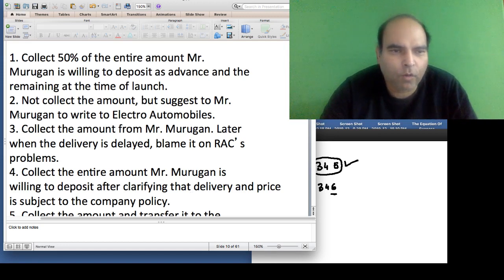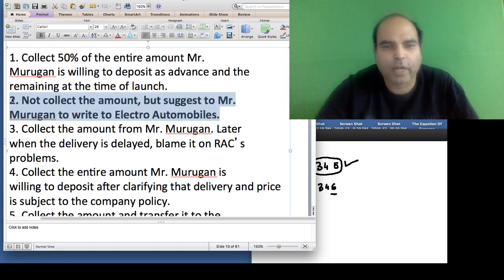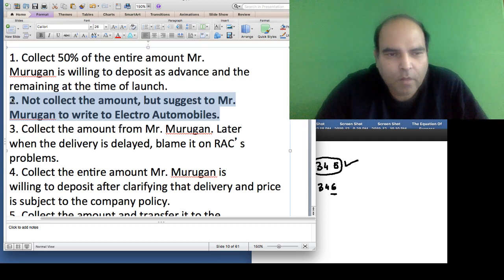So what we can rule out clearly is not collecting the amount, because this is against his business objectives. He has to improve his revenues. Money is coming, why wouldn't he take it? The moment the person pays the money, he's stuck to that vehicle. But Ahmed's concern has to be that he takes care that he does not fool the customer.